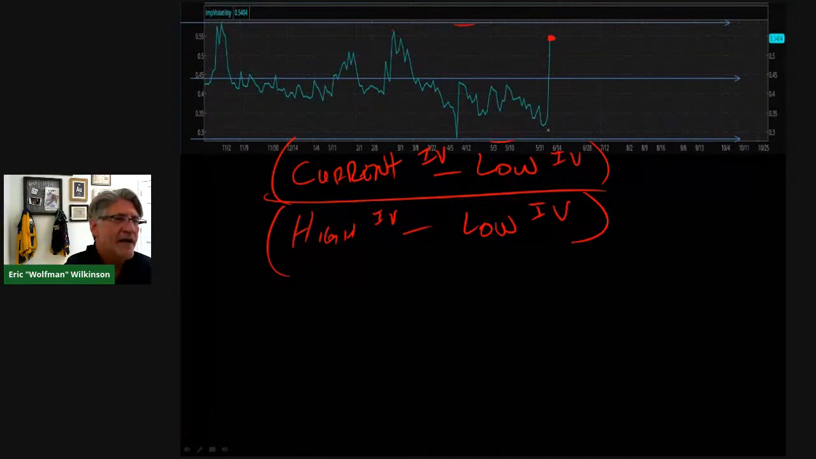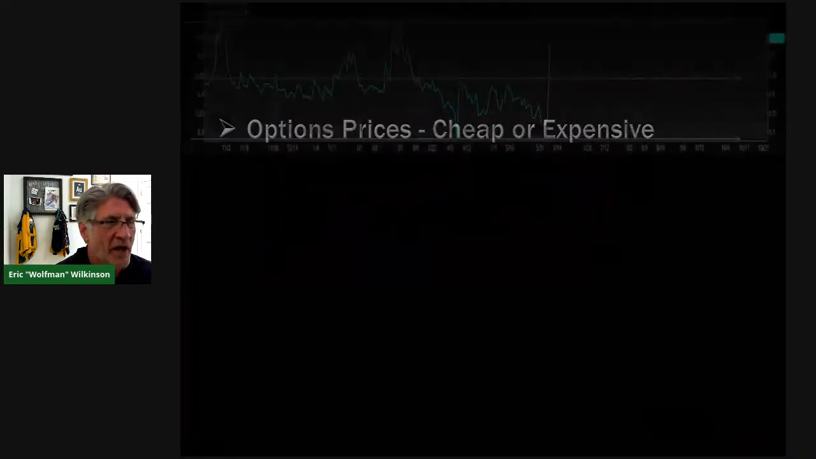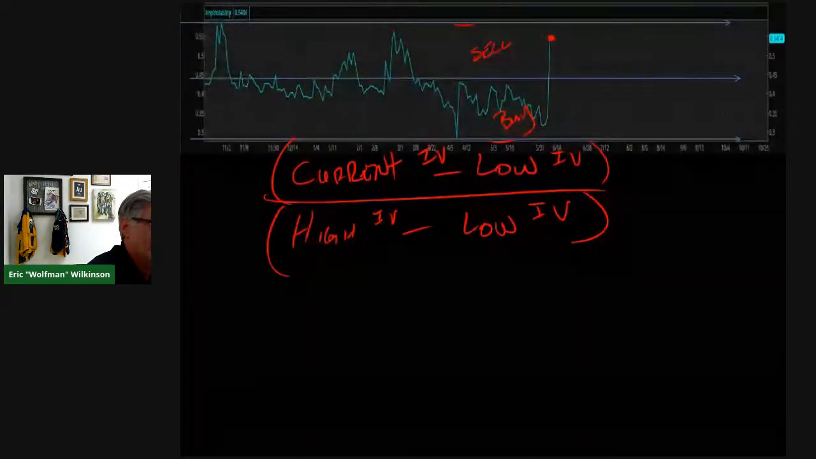And if you want to just streamline your process, this is the sell zone, if volatility is up here, and this is the buy zone if volatility is down there. You know that they're cheap when they're below 50-50, and you know they're expensive when they are above that 50-50, all right?